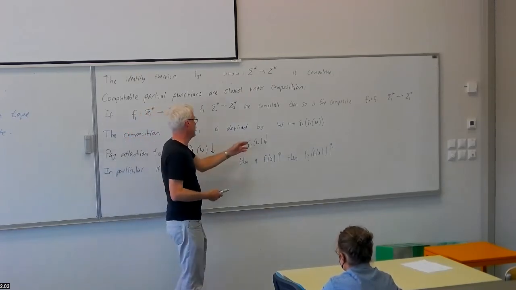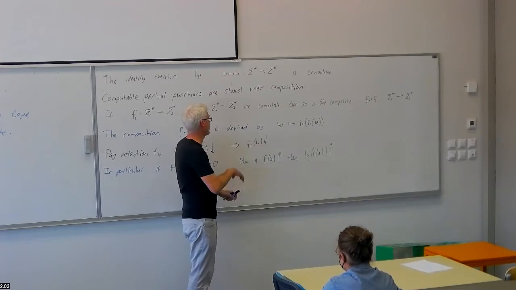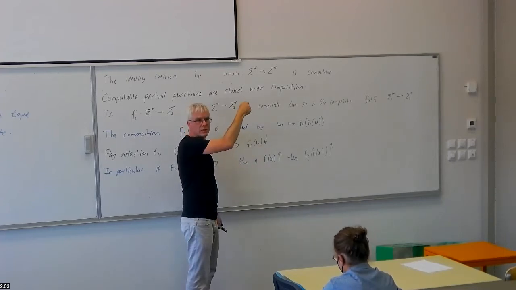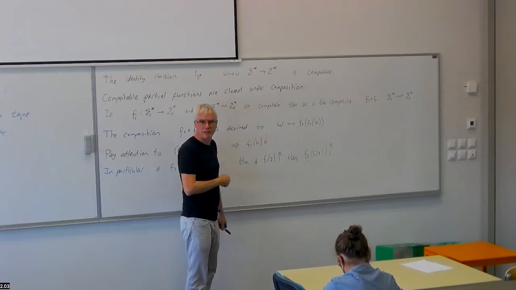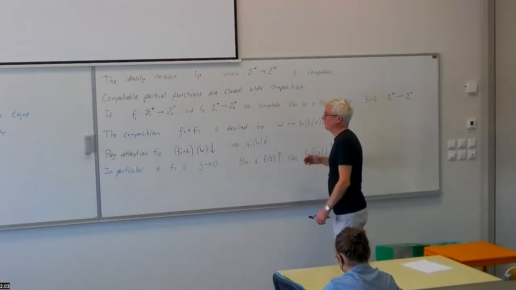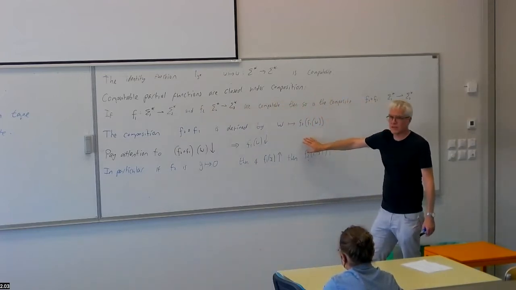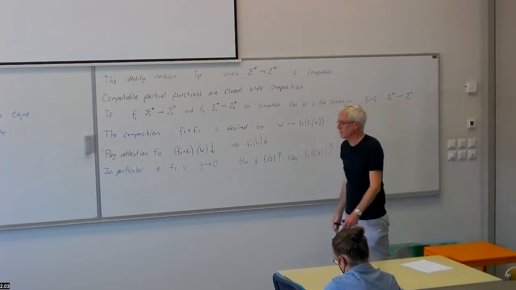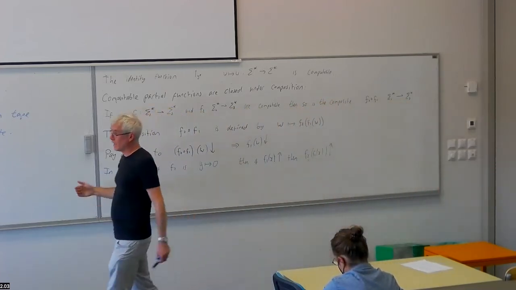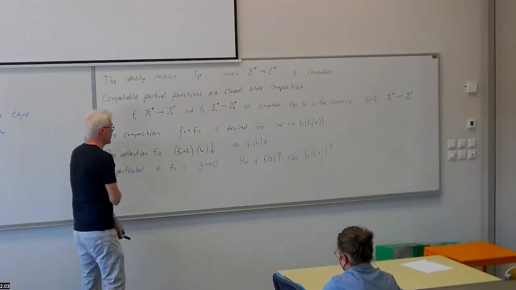Because if f1 is undefined, the Turing machine for f1 might go into an infinite loop, and you'd never be able to start the Turing machine for f2. Okay? So the proof of this relies on having the right definition of composition of functions, and this is the right definition of composition of partial functions.